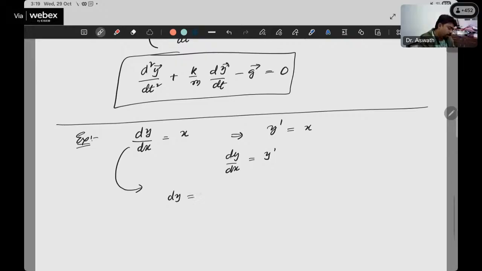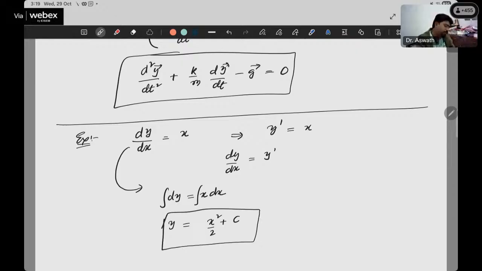Now if you see this expression, you try to solve it. This would be the integral of x dx. Let's say I don't know the constant limits. So y = x²/2 + c. You should not forget the constant. Okay, so the solution is some quadratic function.